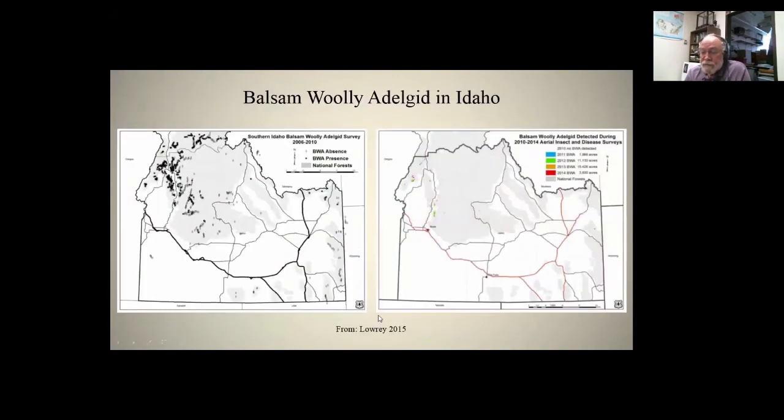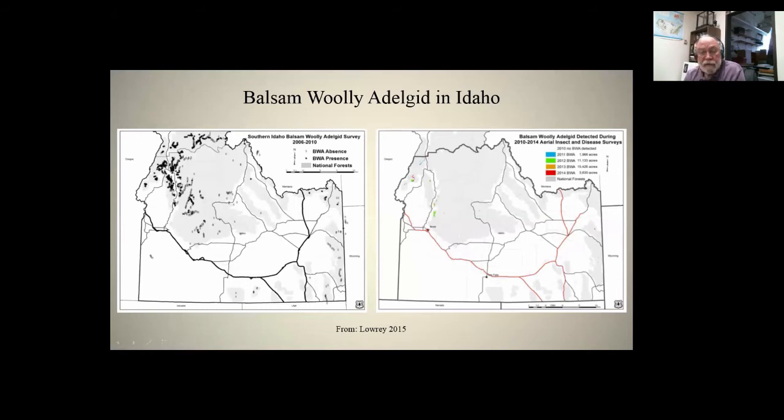Now the Forest Service, and this is two figures taken from a publication by Laura Lowry, has looked more in the south than most of us were looking for years. And if you look over, you can see that the dark patches represent balsam woolly adelgid occurrence. Light patches represent them not being able to find it. And this was from 2006 to 2010. If you come over here, you can see 2010 through 2014. And again, you're starting to see movement more to the south.